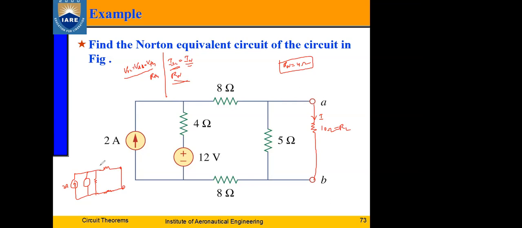So the only elements present in the circuit now are this 8, this has 8, this has 4 ohms, and what will be the value of current here now? 60. No, wait. 48. Why? V by R, no? Oh, okay. Sorry, sir. It is 3 amps. 3. Is that okay? Yes, sir.